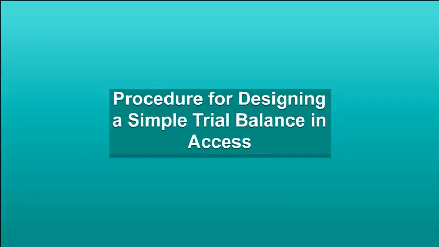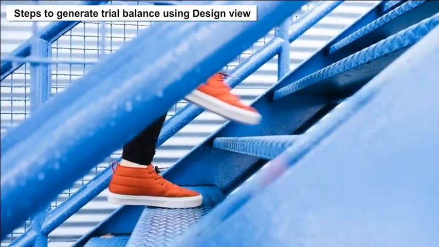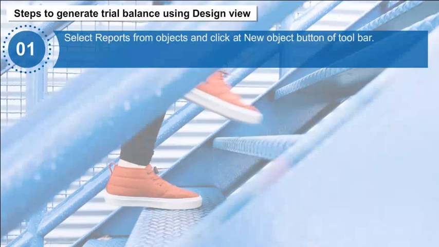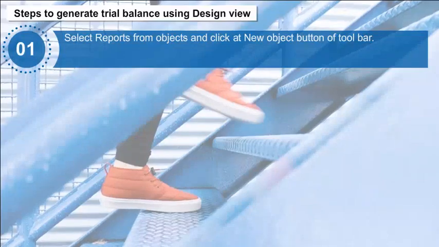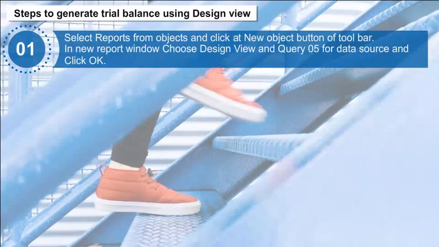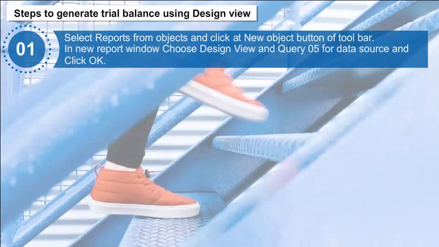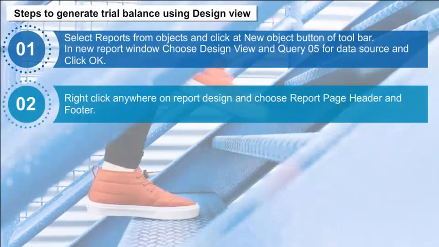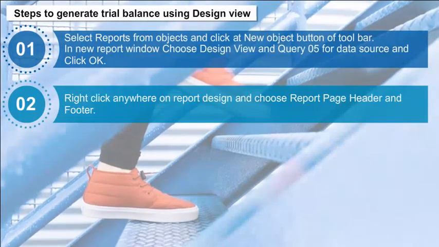Procedure of designing a simple trial balance in Access. Steps to generate trial balance using Design View. 1. Select Reports from Objects and click the Add New Object button of the toolbar. In the New Report window, choose Design View and Query 05 for data source and click OK. 2. Right-click anywhere on Report Design and choose Report Page, Header and Footer.